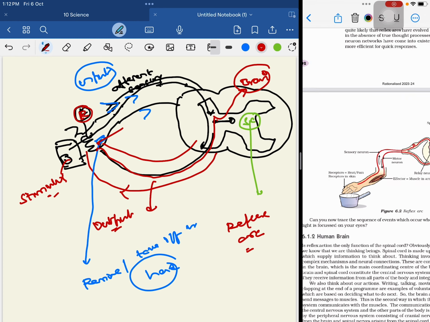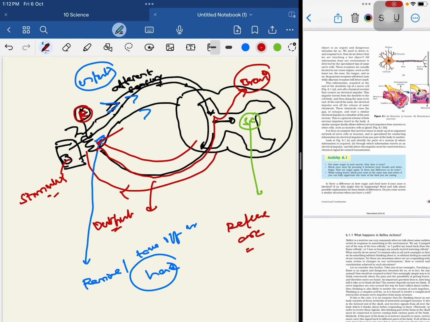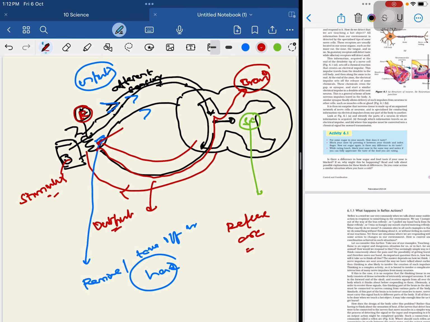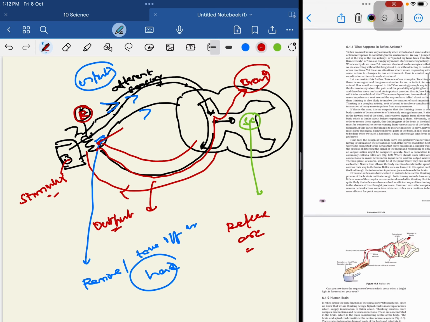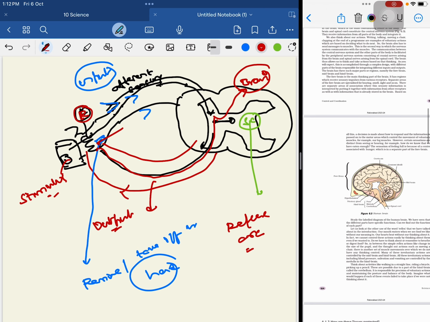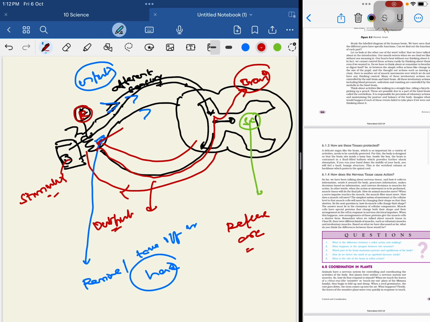Okay guys, I have explained clearly all the things about the structure of a neuron, how the transmission goes, what the synapse is, what the reflex arc is, what the parts of a brain are and their main action, and how the tissues are protected. I have explained everything.